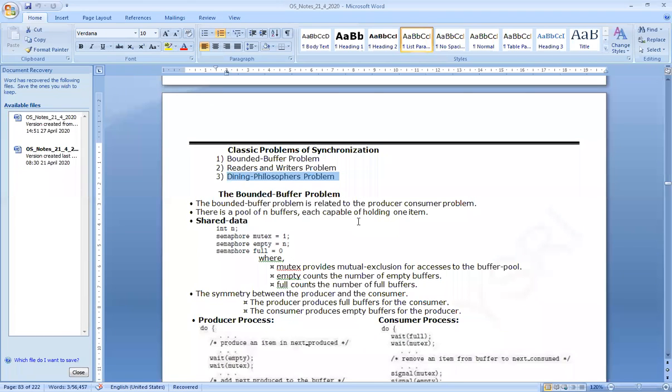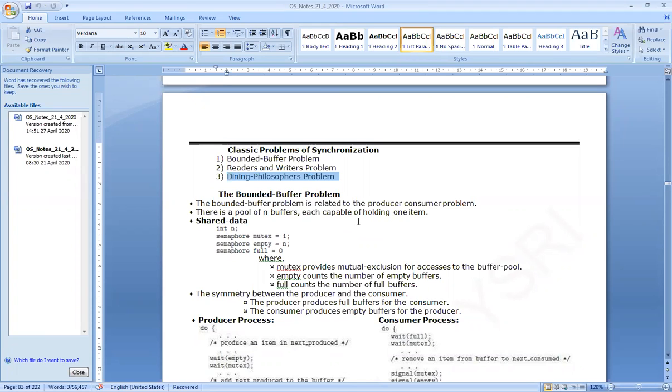If the algorithm, method, or technique that I want to use for process synchronization holds good for these three problems, then I can say my algorithm is perfect. It is a very good algorithm that I designed. That is the meaning.